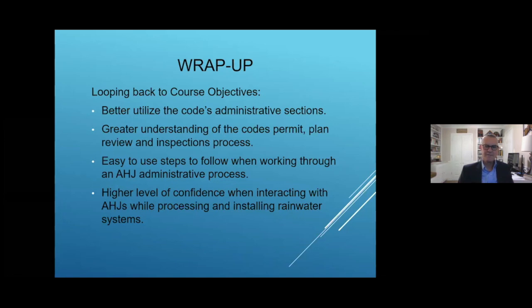And really what I want you to have is a higher level of confidence when you're interfacing with the local authorities having jurisdiction. When you're dealing with rainwater systems, there's a high probability you may know more about the systems than they do. So use that to your advantage. Be an educator, and provide the information they're looking for. We have nothing to hide. It's all about, we want to promote good, safe, clean water systems and reuse while we're conserving water at the same time.